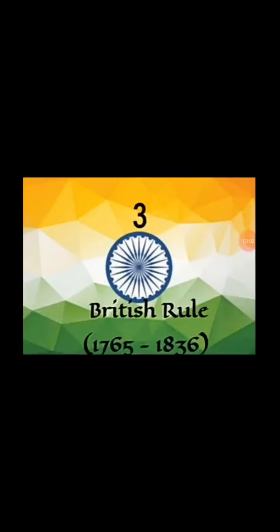Now we'll move on to part 3, that is the British rule from the year 1765 to 1836. During that time, the religious preachers started preaching practices like untouchability and child marriage. Here preaching means teaching. Child marriage refers to the marriage of a boy or girl before the age of 18. Untouchability means discriminating against people based on their color, age, caste, etc.